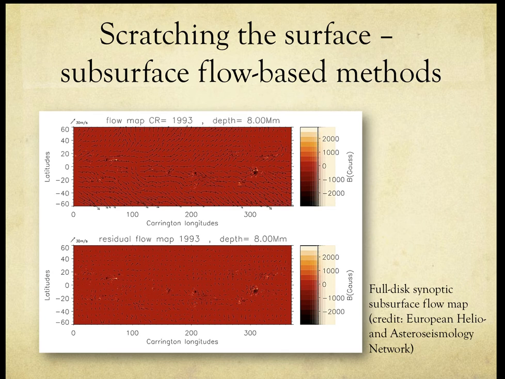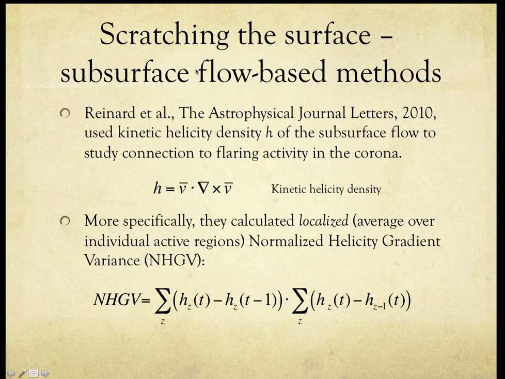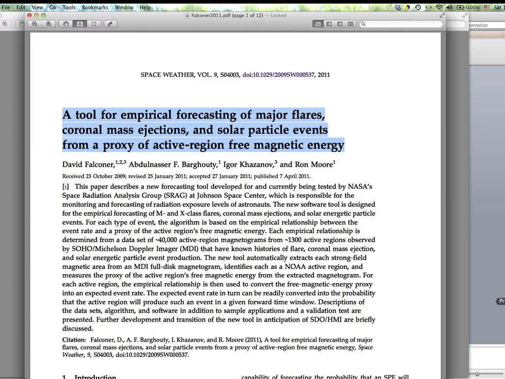Here's an example of a GONG, I believe, subsurface flow map. This is from the European Helio and Asteroseismology Network. The top panel shows the synoptic subsurface plasma flow at a depth of 8 megameters below the photospheric height. The vectors here show the direction and the magnitude of the plasma flow in that layer. This is something that we wish to start using to build flare predictions, and really exciting work towards this goal has been carried out by Reinard et al. in their Astrophysical Journal Letters paper from 2010. Let me just show you the paper title for that one too.